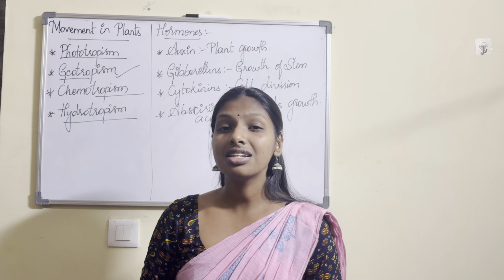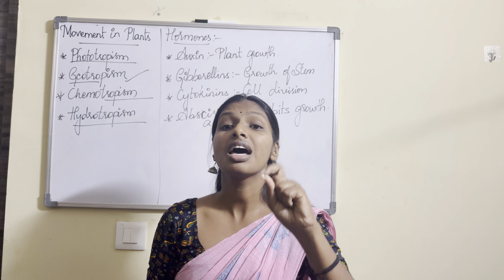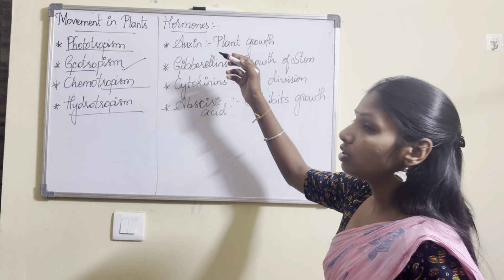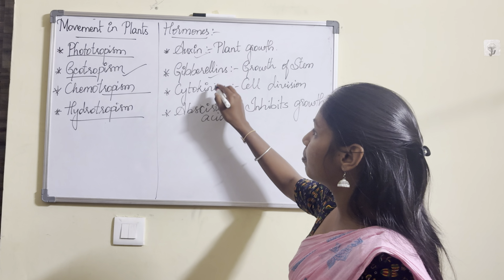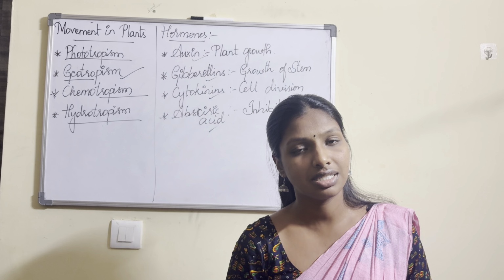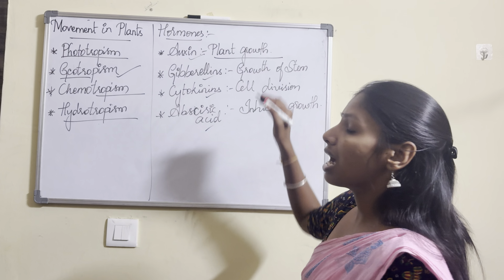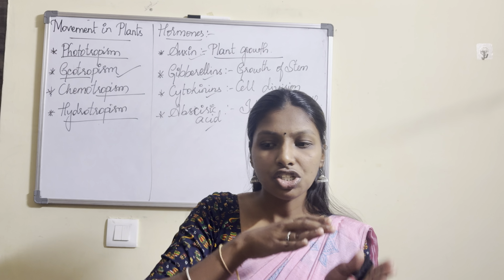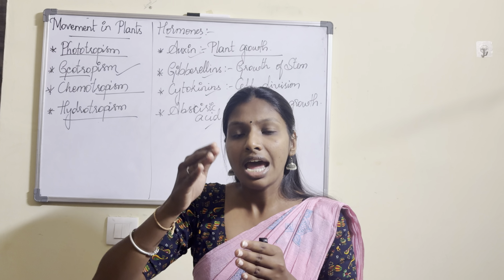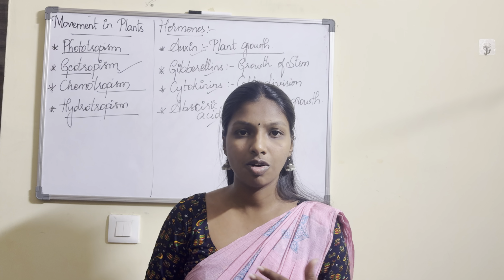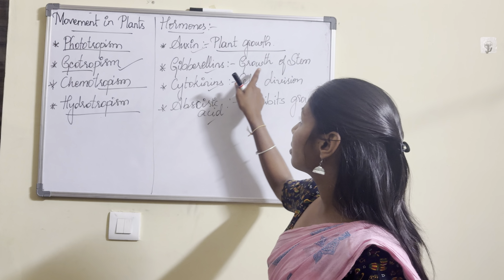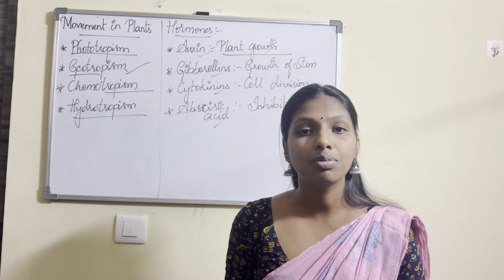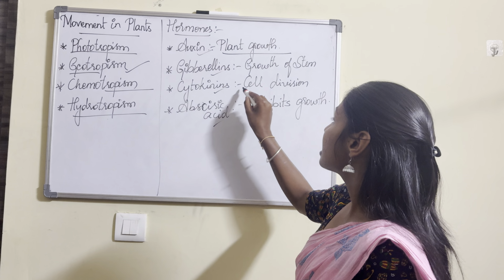Apart from that, there are some plant hormones which generally help them to bring about all these activities. So what are those plant hormones? Auxin, gibberellin, cytokinins, and abscisic acid. Auxin helps in plant growth, especially apical dominance. When there is sunlight, the auxin shifts its place to the shady region, and from there the growth takes place. Okay, that is one of the concepts. Gibberellins generally help in the growth of the stem. And there is one more hormone, cytokinins, which helps in cell division.